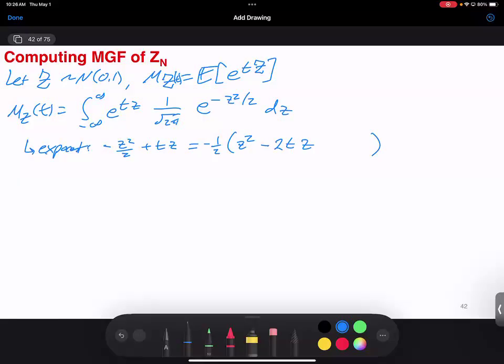I clearly want to do something based on where I put the parenthesis. What would I like to do? As Seinfeld would say, I'd like to do nothing. And I'm going to do nothing by adding 0. How should I add 0? Plus t squared and then minus t squared. So this becomes minus 1/2 times z squared minus 2tz plus t squared, which is z minus t squared, and then we're going to have a plus t squared over 2.